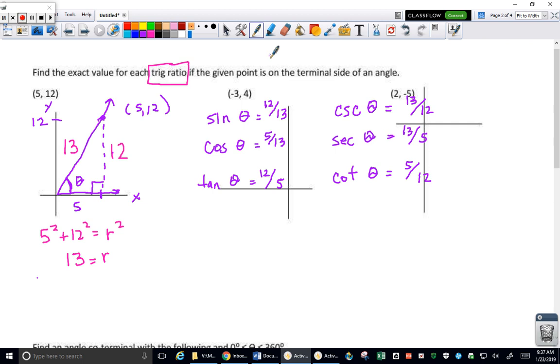So anytime you're given a point, okay, on a Cartesian grid, you're able to draw that dot and you're able to figure out your radius and then write down the 6 trig functions from there. Okay? So I'm going to erase all this so we can move on to the next one.